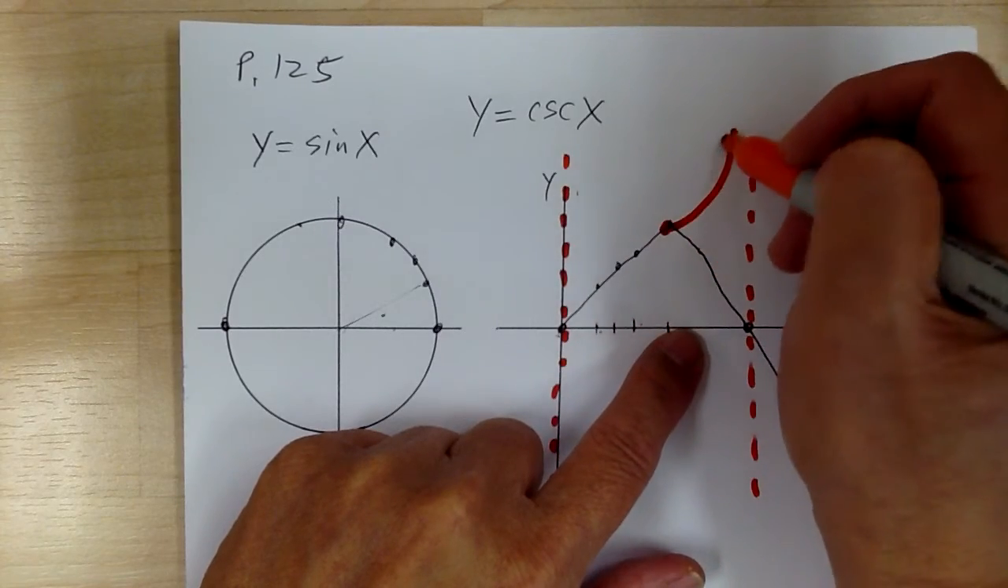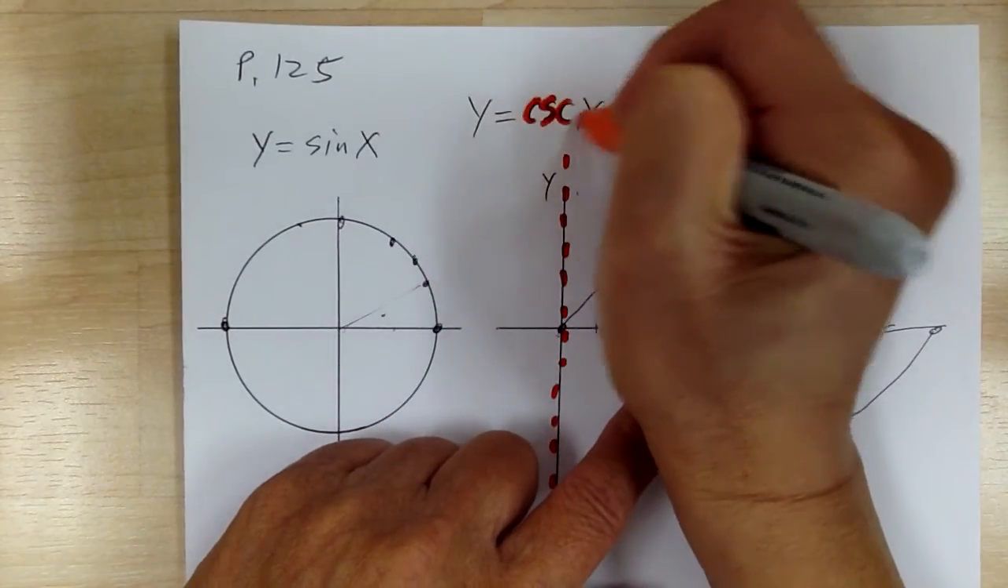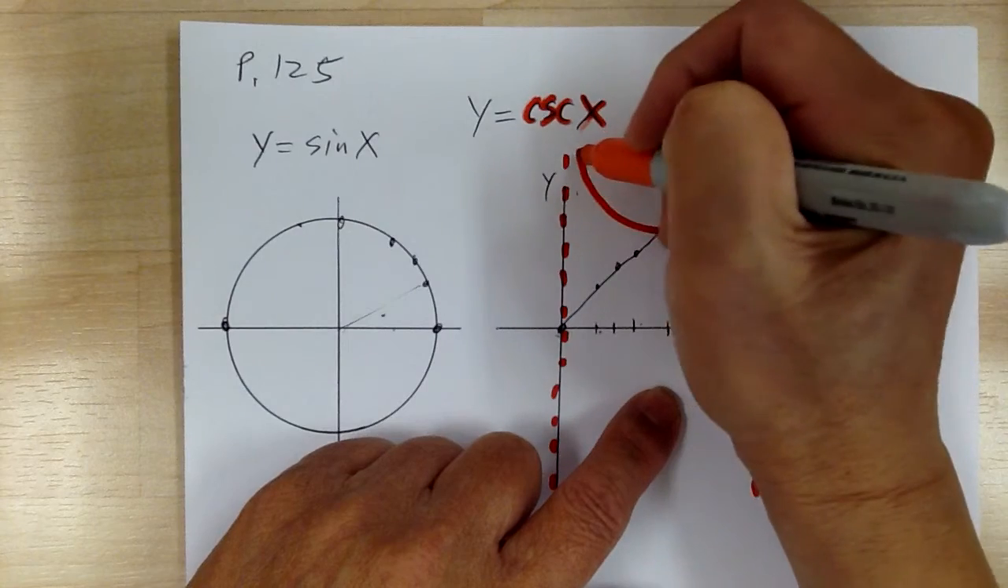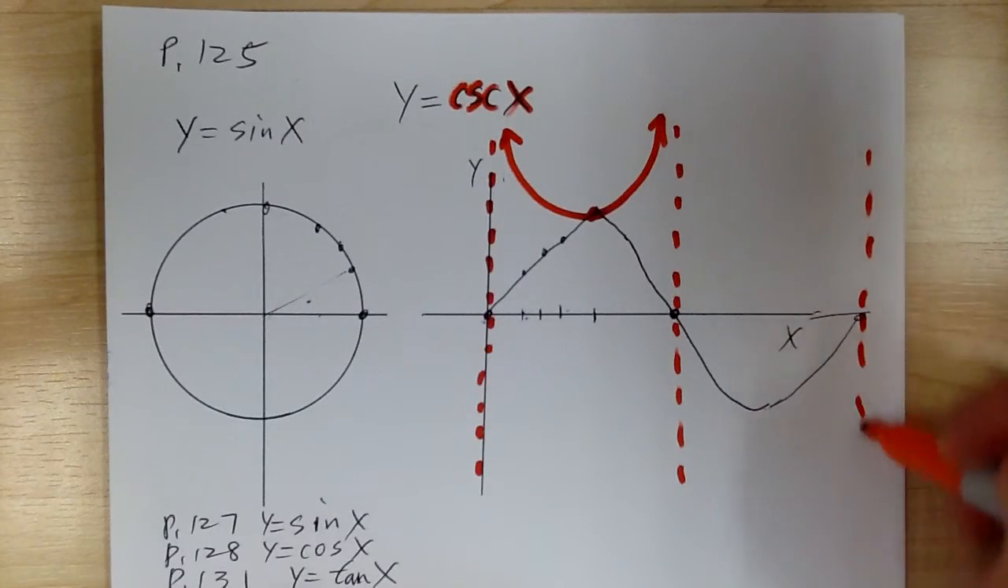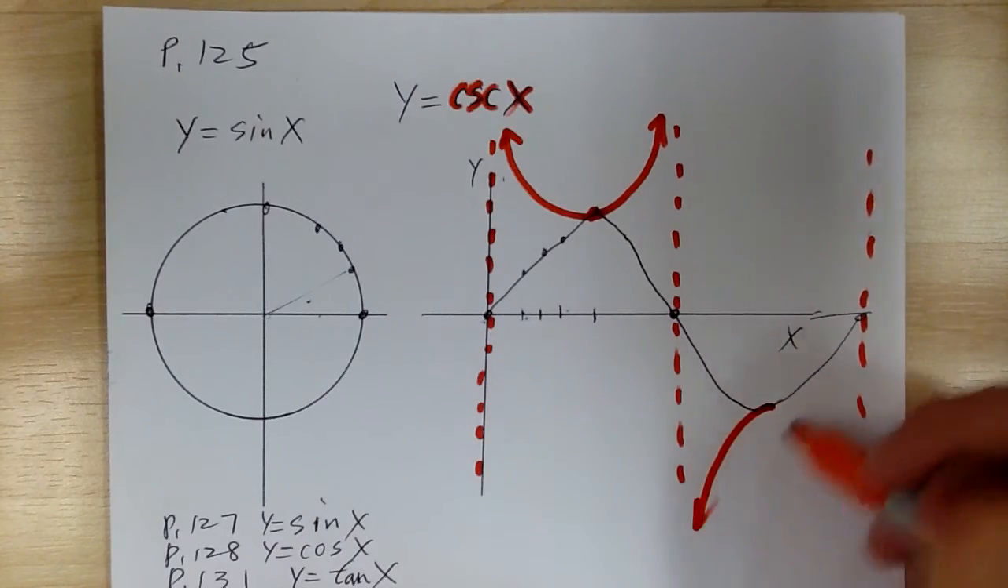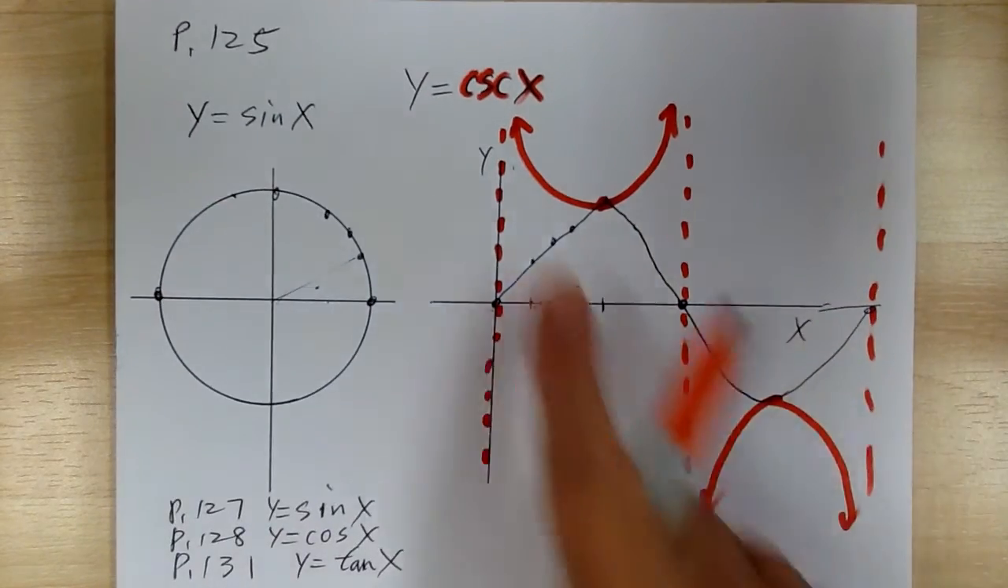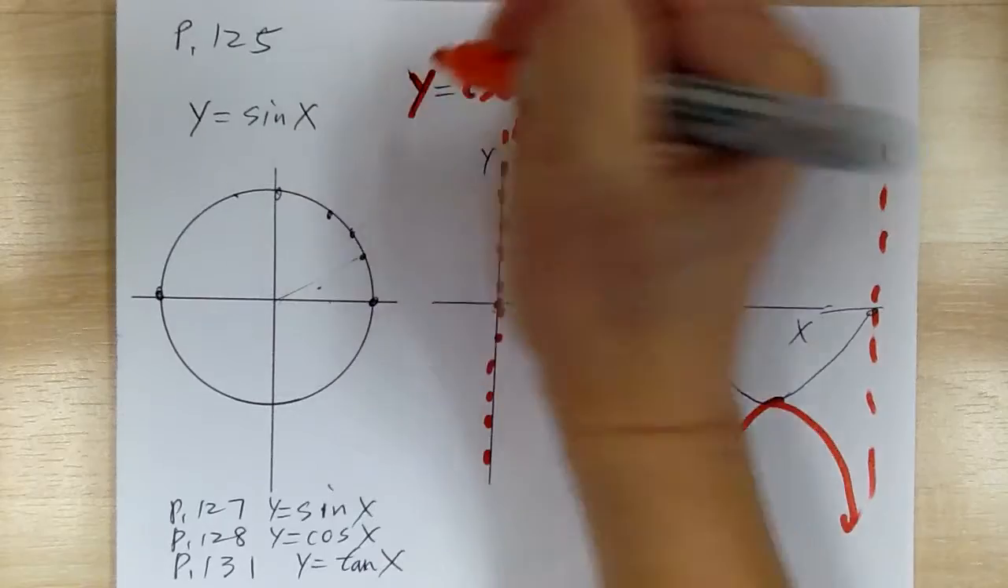And so for the graph of the cosecant, you just flip everything upside down. And that's all you do. Like over here, again, you're going to get that. You just flip everything upside down. So that would be the cosecant graph.